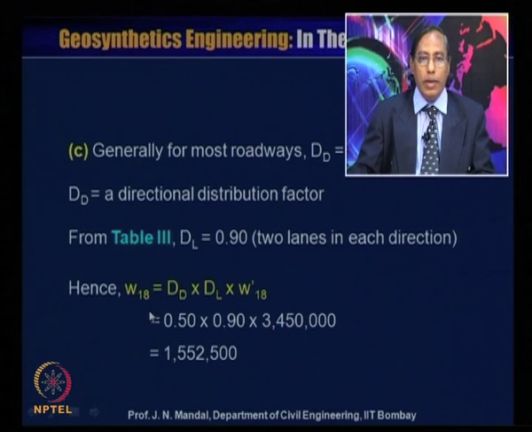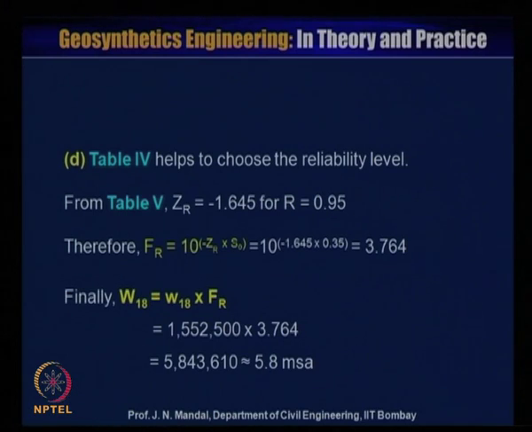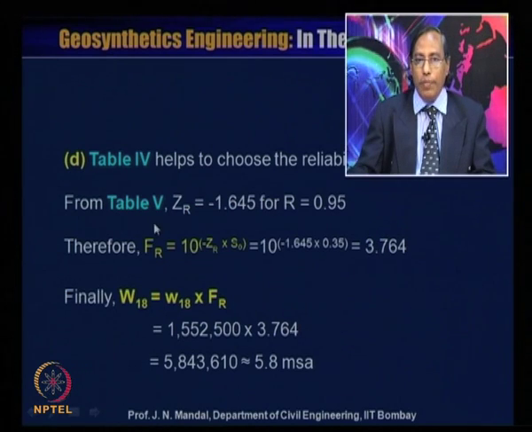Hence, W-18 will be equal to DD into DL into W-18, and DD we have calculated, that is 0.5 here, DL we have obtained from the table, that is 0.90, and W-18 we have calculated earlier, 3,450,000. So, this will give W-18 equal to 1,552,500.